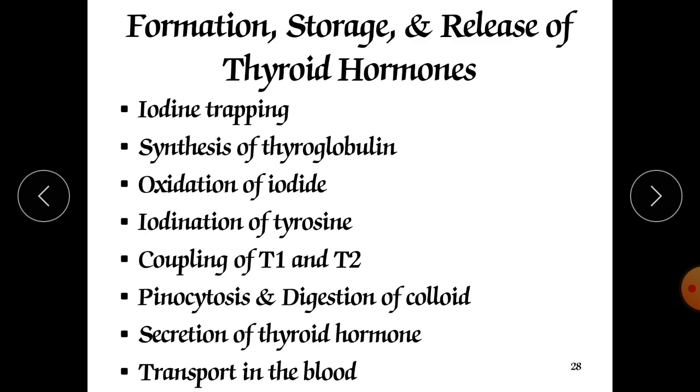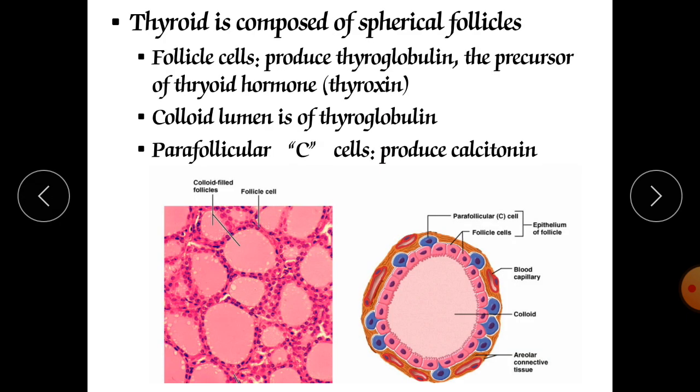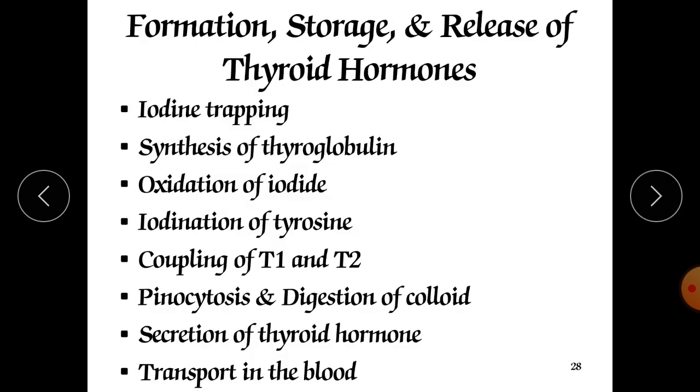The next stage is synthesis of thyroglobulin. While the follicle cells are trapping iodine, when they trap the iodine inside the cell, inside this matrix, what happens?